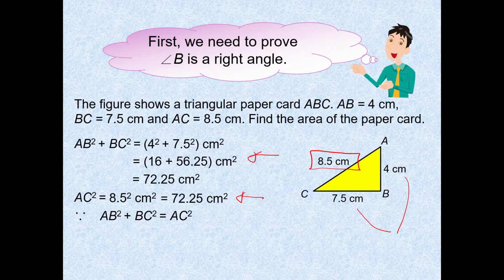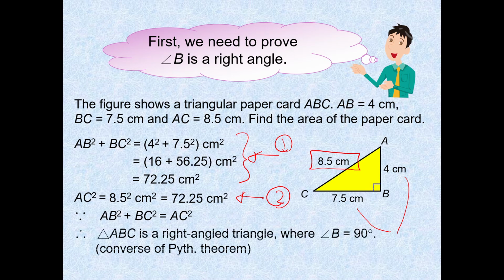So the sum of them will be 72.25 as well. So that means our first part is equal to our second part. Then we can make use of the converse of the Pythagoras theorem to say that triangle ABC is a right angle triangle, where angle B is a right angle.